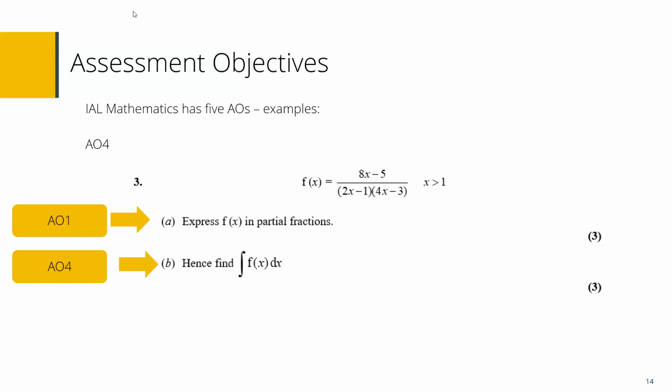But I said the second one is an assessment objective 4. If I go back to the 4 criteria, the 4 is interpreting it. In this case, it's about interpreting the extended arguments. Here in part B, the "hence" implies interpret. Sometimes when you see "hence", it's about interpreting what you've done in the previous one. How does that follow on to help you solve this one? And therefore, there's an assessment objective 4 behind that.